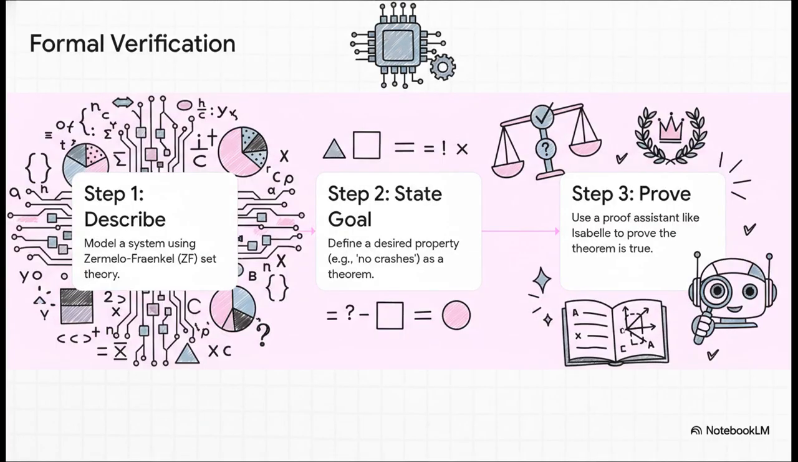And this level of precision lets computer scientists do something amazing called formal verification. Here's how it works. First, they describe the entire computer system using the ultra-precise language of Zermelo-Fraenkel set theory, or just ZF, which is really just a standardized, super rigorous version of what we've been talking about. Second, they state a goal, like this microprocessor will never ever produce a wrong answer, and they state it as a mathematical theorem. And third, they use a software tool called a proof assistant, one is named Isabelle, to mathematically prove, beyond any doubt, that the system is perfect.